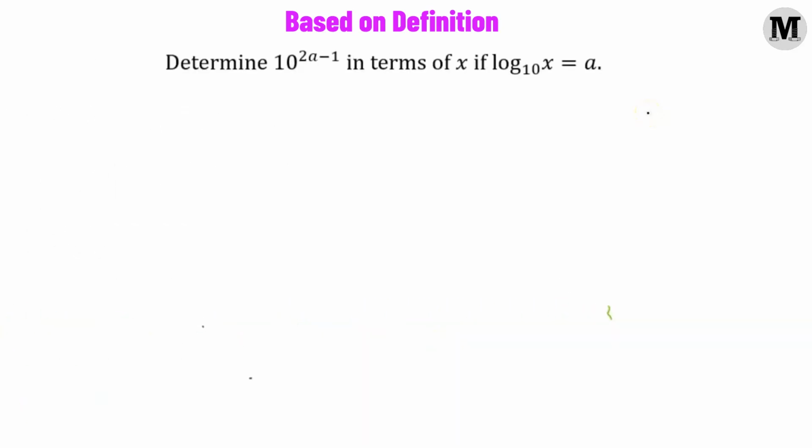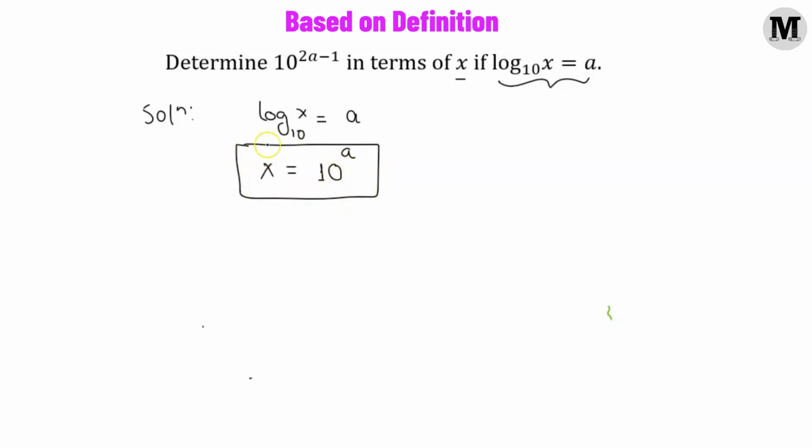Problem number 3. Here we have to determine the value of 10 raised to the power of 2a minus 1, and the answer should be expressed in terms of x, given log of x to the base of 10 equals a. So we have log of x to the base 10, and this value is equal to a. We'll convert it to exponent, so that will give us x equals 10 raised to the power of a. So let's box it. We are going to use this value later.